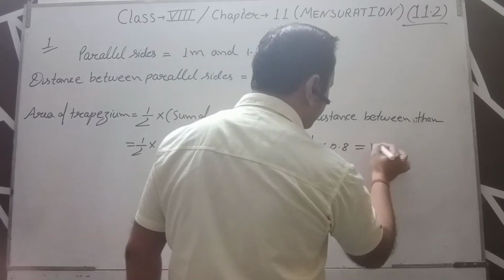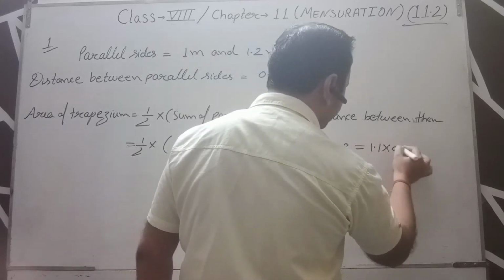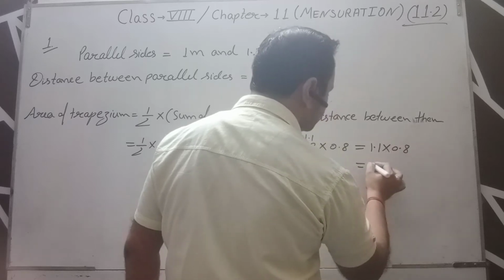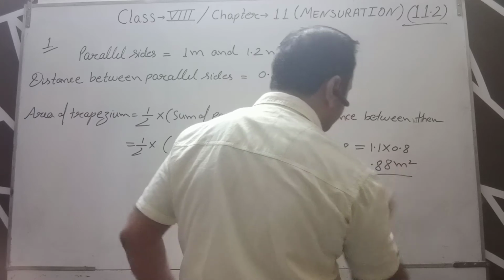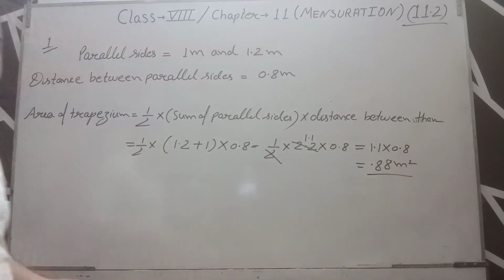It means 1.1 multiply 0.8. So the value is 0.88 meter square. So it is the area of the required trapezium. It's very easy. I'm sure it's clear. Just note down.